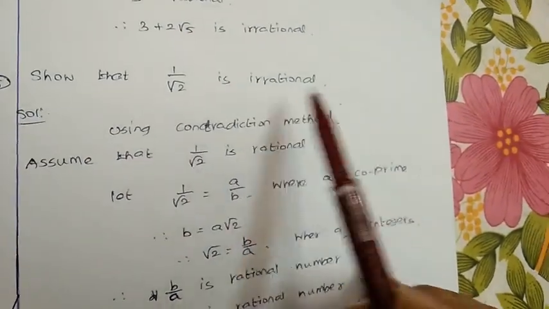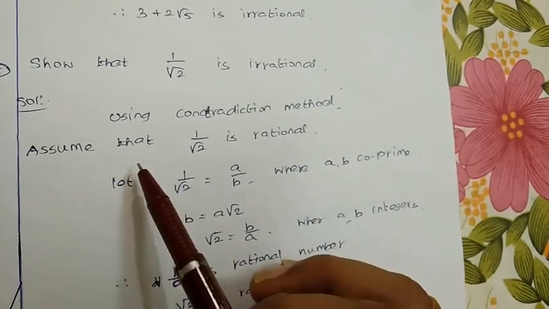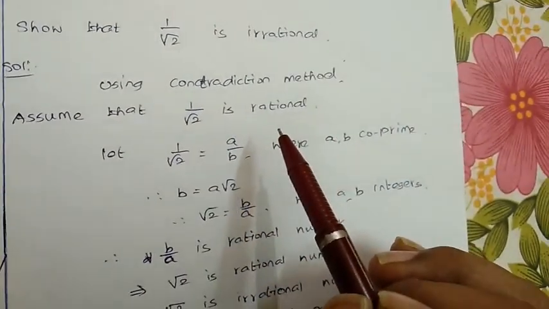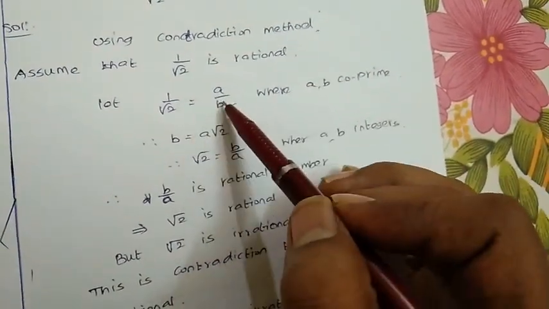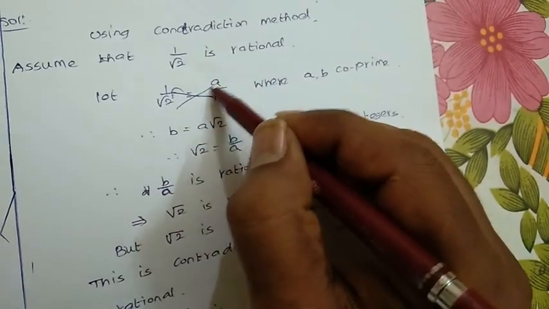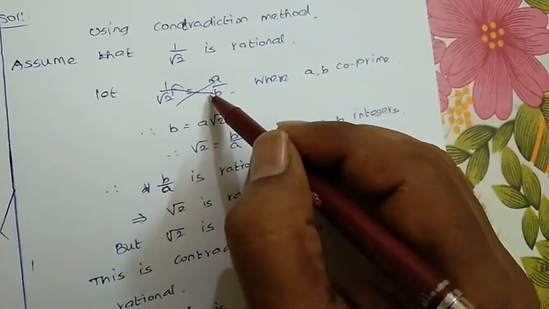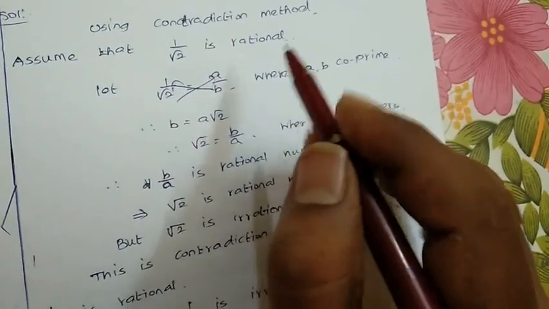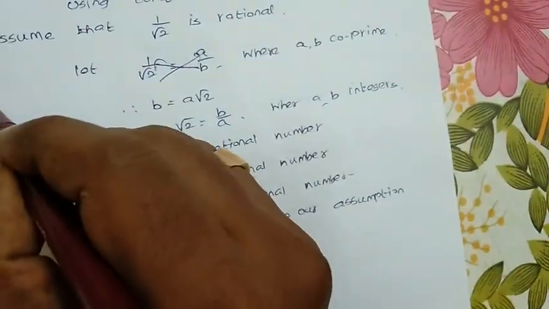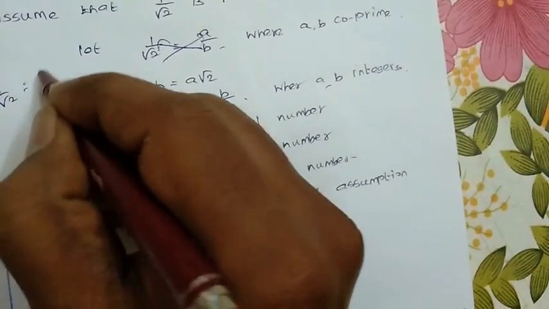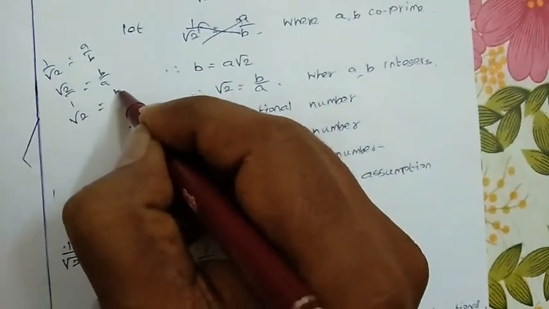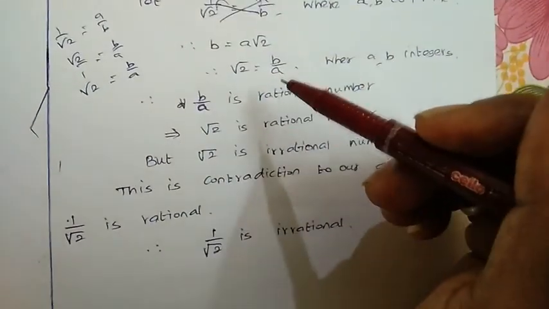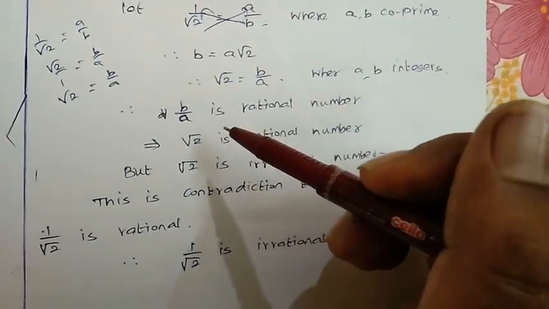Show that 1 by root 2 is irrational. Using contradiction method, assume that 1 by root 2 is rational. The same thing, 1 by root 2 equal to a by b, where a, b are co-prime. So using cross multiplication method, b equal to a root 2, or taking reciprocal on both sides, root 2 divided by 1 equal to b by a, that is root 2 equal to b by a. So by using cross multiplication you can write root 2 equal to b by a, where a, b are integers.